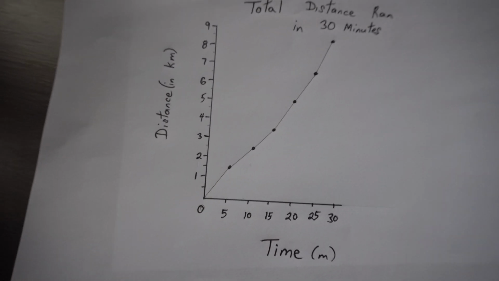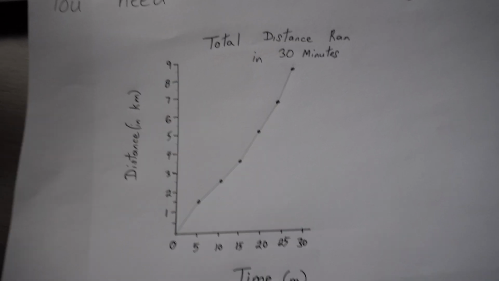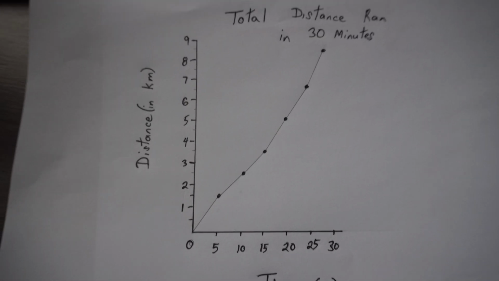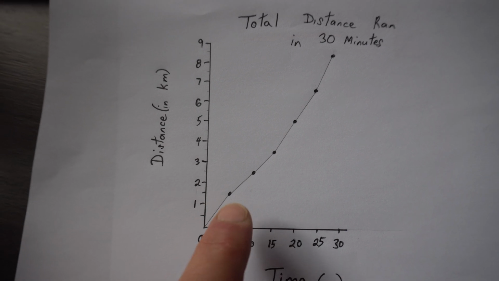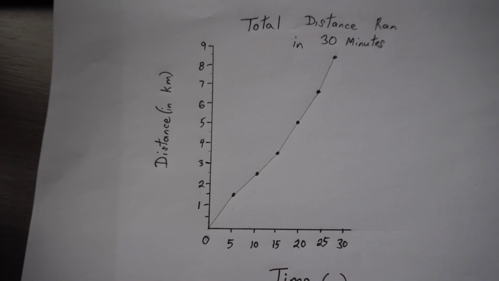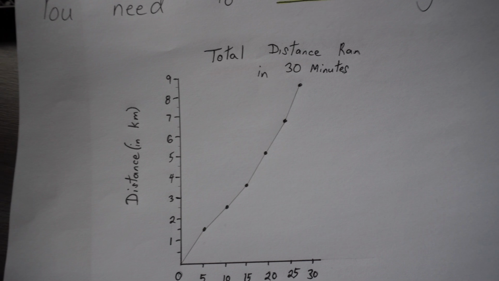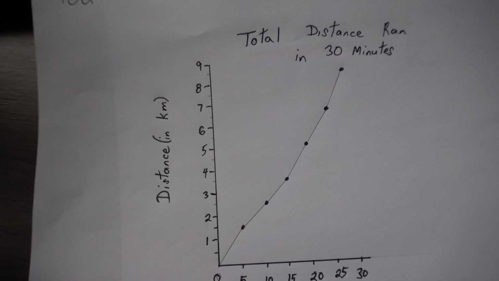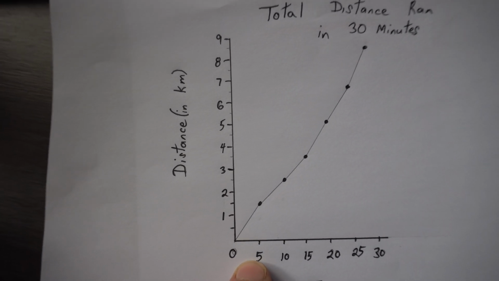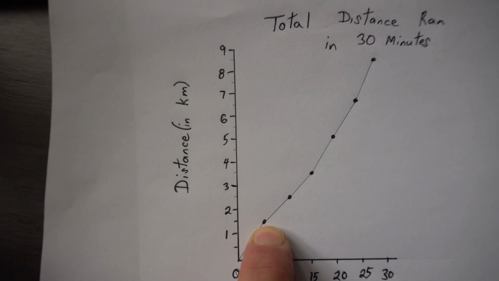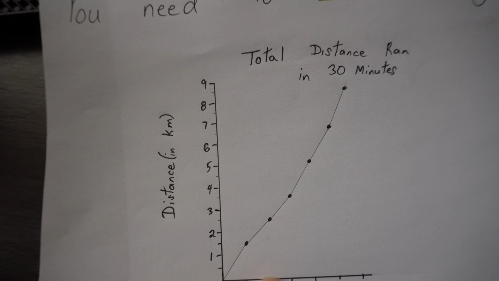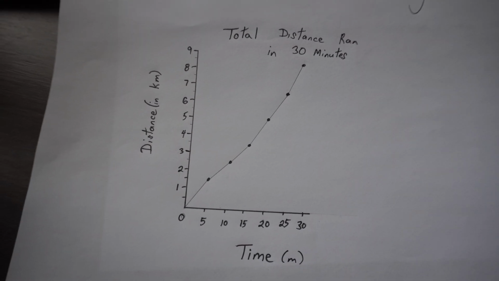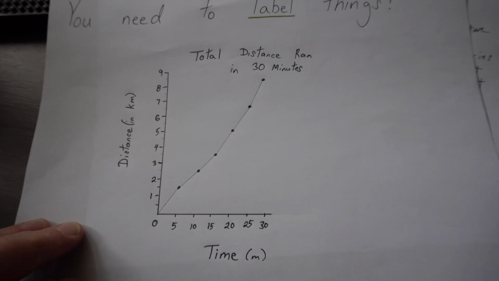That's a little bit of a test there, right? So when given a choice, if you have time, put it on the bottom. Okay? And then because this data is continuous, after I plotted my points, I joined them and made a line. Remember, you plot your points like you would on the coordinate grid. So for 5 minutes, I went 1.5 kilometers. 10 minutes, 2.5 kilometers.